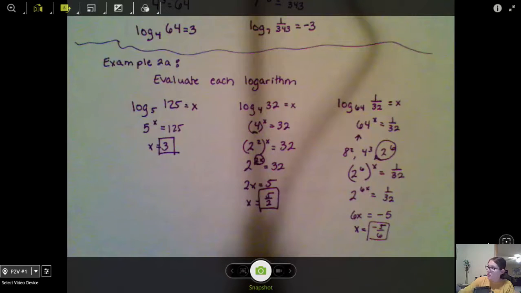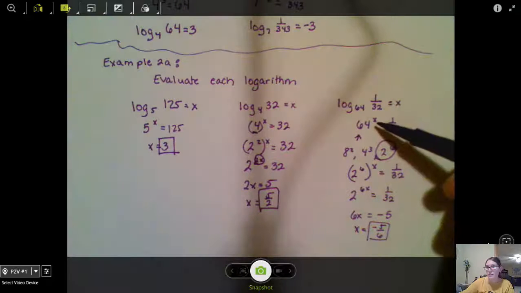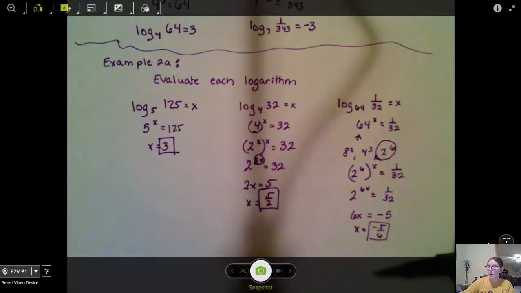And that tells us the log base 64 of 1 over 32 is negative 5/6. If you're super unsure of yourself and you want to double check, we could take this negative 5/6 and plug it back in. Remember that means 1 over the 6th root of 64 to the 5th power. That'll give us that 1 over 32.